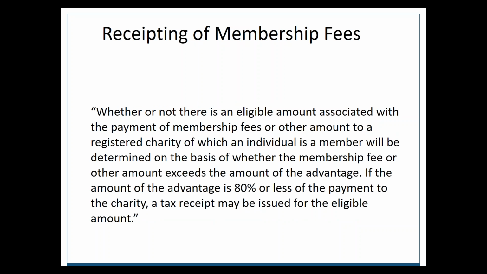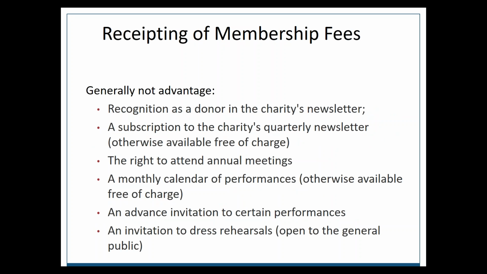So if there's material value, you have to subtract it. But what is material value? CRA has some examples of what are generally not considered material value advantages. Getting a little recognition as a donor in the charity's newsletter wouldn't be a problem. On the other hand, if it's a business, getting a full-page ad would be a different story. The right to attend annual meetings, I always laugh at this one because most organizations have such trouble getting people to come out to the AGMs that they have to provide inducements like free food and all sorts of other things. But yes, CRA confirms that the right to attend an annual meeting and vote at the AGM is not considered a material value advantage.